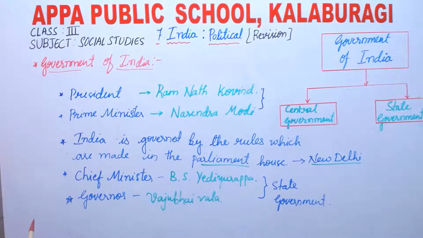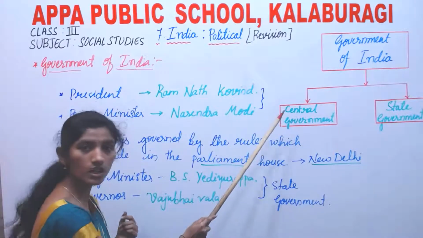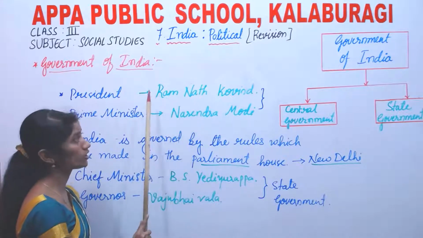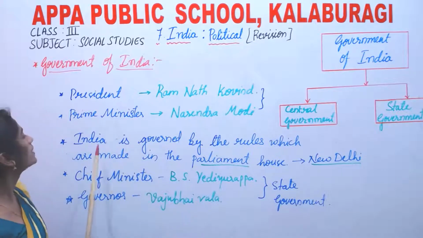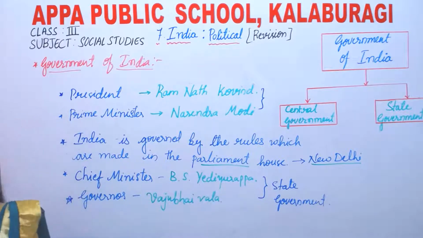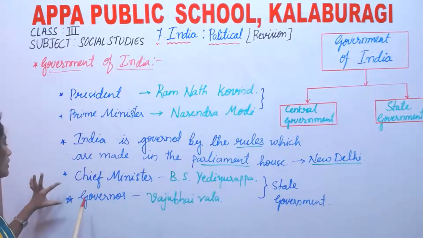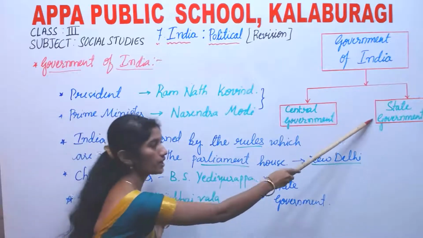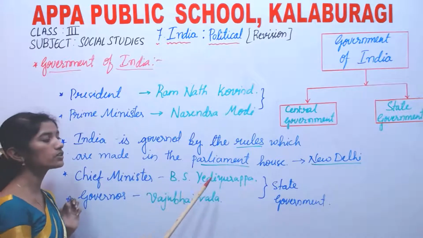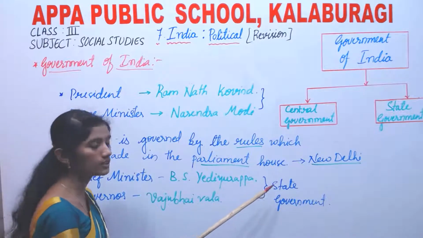Shall we repeat once again? The president and the prime minister are the two most important persons in the central government. Ramnath Kovind is the president of India. Narendra Modi is the prime minister of India. India is governed by the rules made in the Parliament House, which is located in New Delhi. In the state government, the chief minister B.S. Yediyurappa and the governor Vajubhai Wala are the most important people.